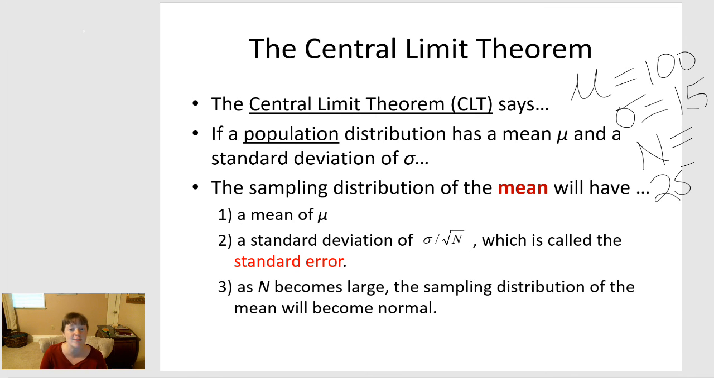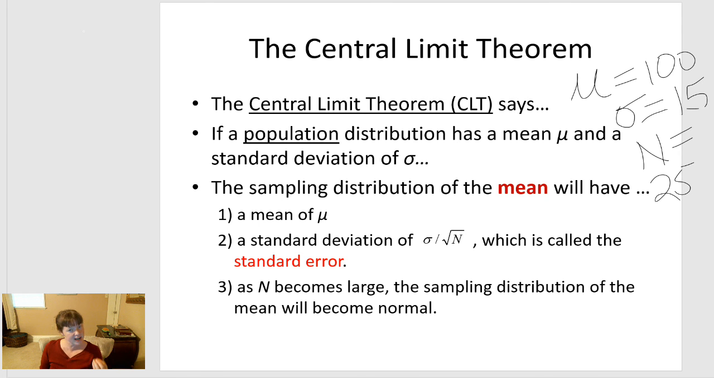I tell you I'm going to grab 25 people an infinite number of times. I'm going to grab 25 people, calculate their average X bar, toss them back. So the apparent population has an average IQ of 100, all 7.3 billion people, and a standard deviation of 15. And now I'm going to draw my infinite number of baby samples from my parent population, and each one of my baby samples has 25 people in it.